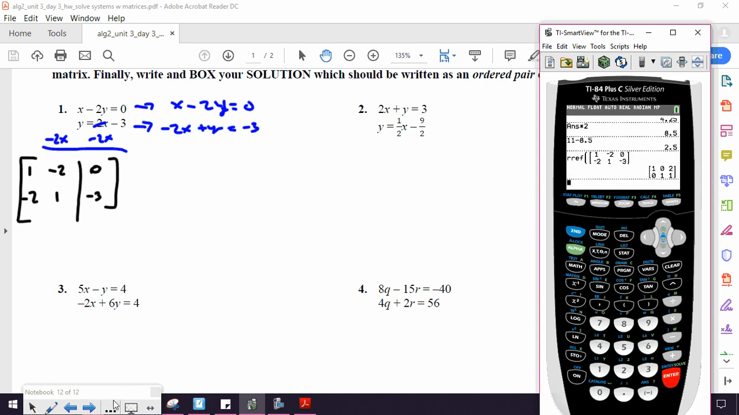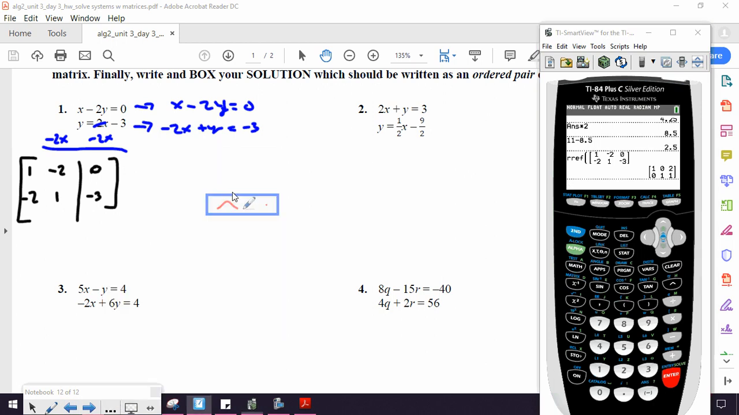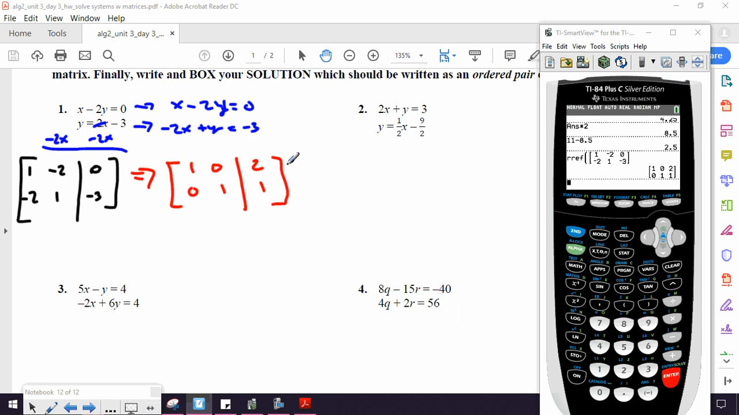Now let's write the computer output per instructions, or calculator output. So the calculator says it's a 1, 0, 2 followed by a 0, 1, 1. So I told you before that what comes after that line is your outcome. This is X and this is Y. As long as X came first, X will come first in your output. So the solution to this system is 2, 1.